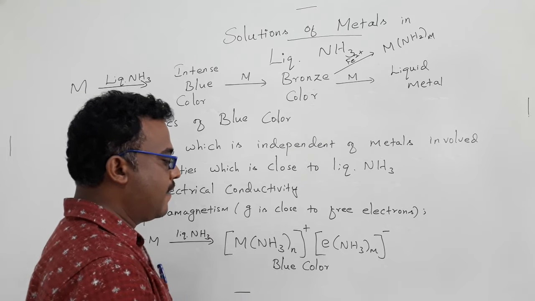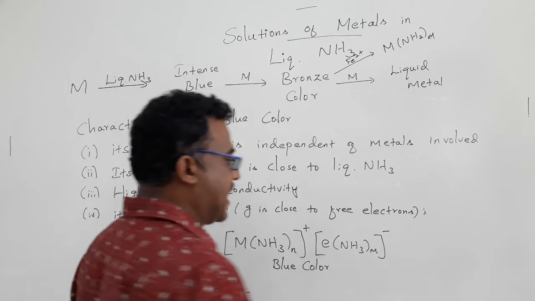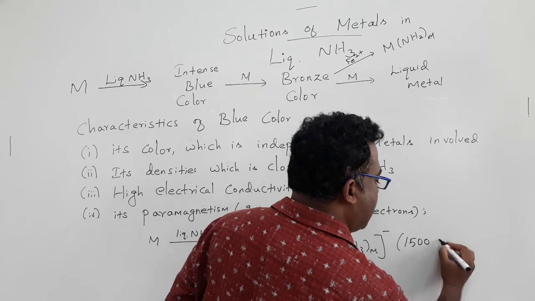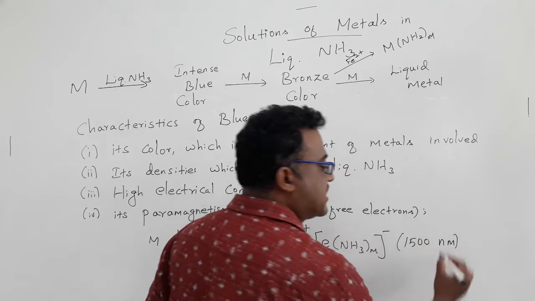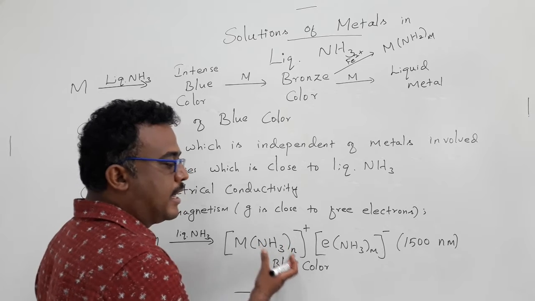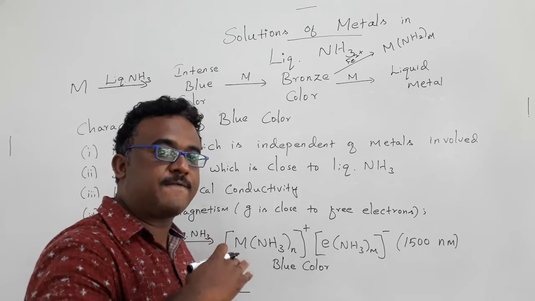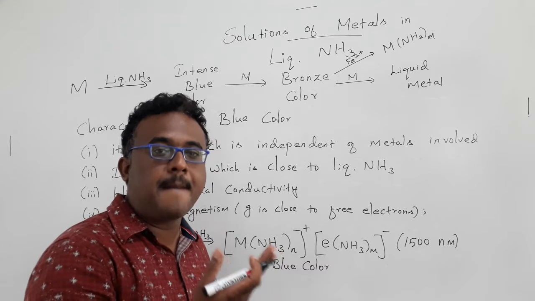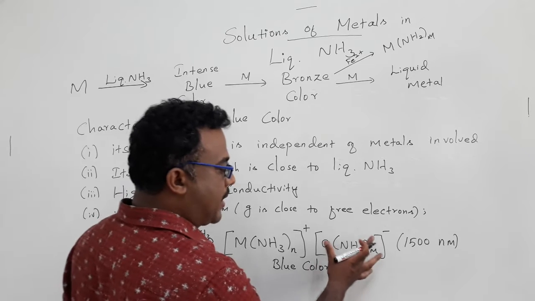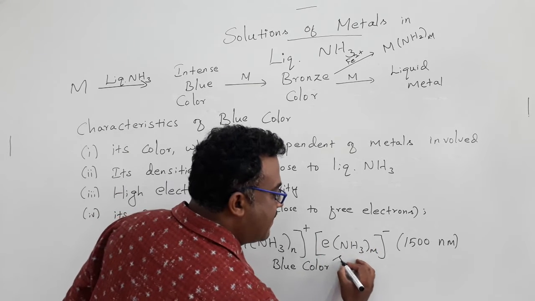When we took the electronic spectrum for this blue color, it exhibited a wavelength around 1500 nanometers. This wavelength is responsible for the strong intense blue color of the solutions. This may be due to excitation of electrons from one level to another level. Okay, so this species will be called solvated electrons.